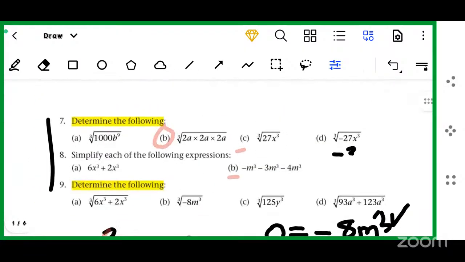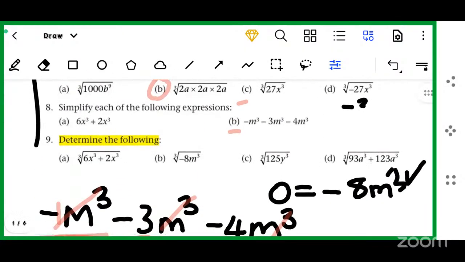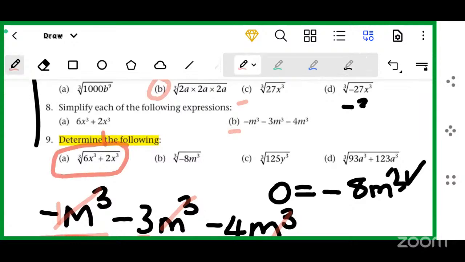So now we have number 9. It says determine the following: the cube root of 6x to the power of 3 plus 2x to the power of 3. So when you look at it like this, you can work it out, but inside the cube root. Do you think you can work it out, or do you want me to give you an explanation of how you can work it out? Or do you want to try? Ma'am, can we try? Yes, please. It will be my honor.